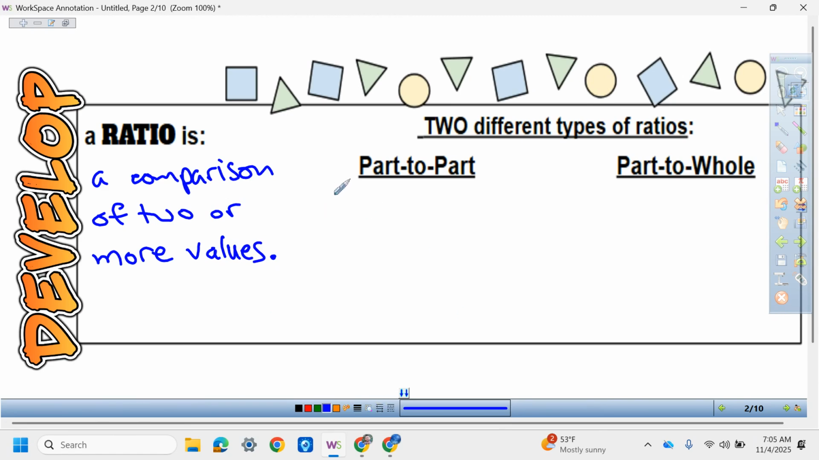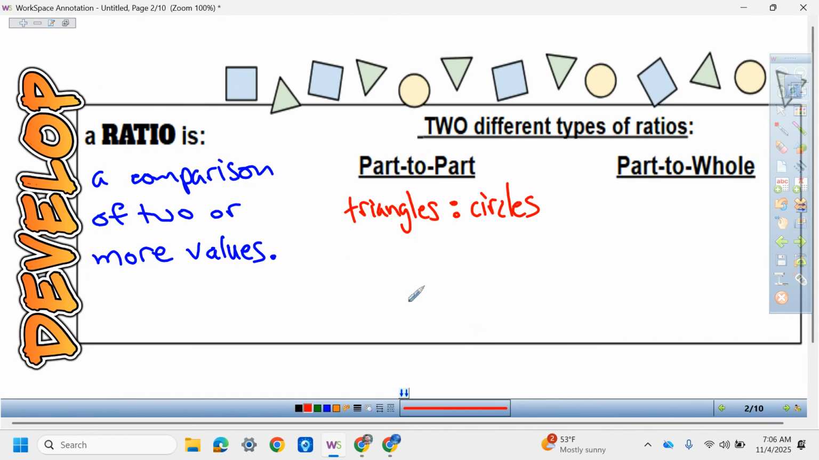Now, there are 2 different types of ratios that we're going to be looking at. One of them is known as a part-to-part ratio. The other is known as a part-to-whole ratio. For a part-to-part ratio, we're going to be comparing 2 different parts within the population. As an example, let's look at the population of these shapes. If I wanted to compare, let's say, triangles to circles.